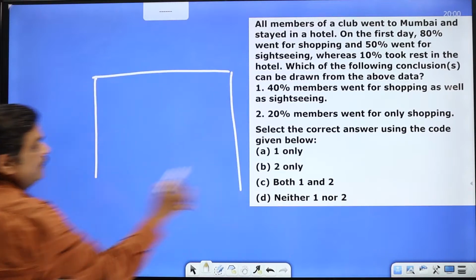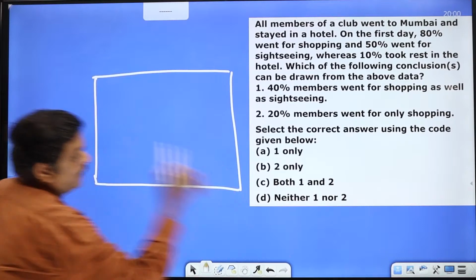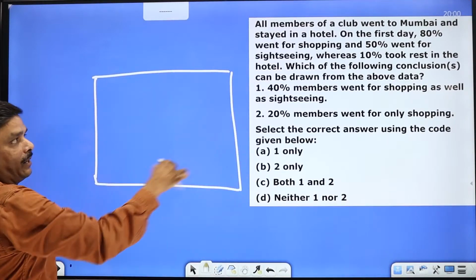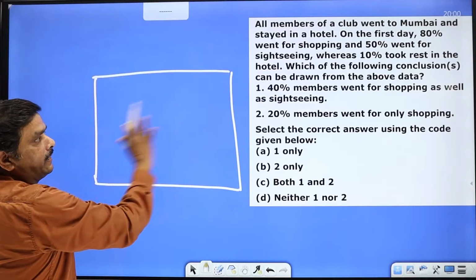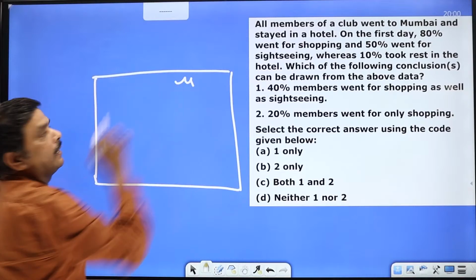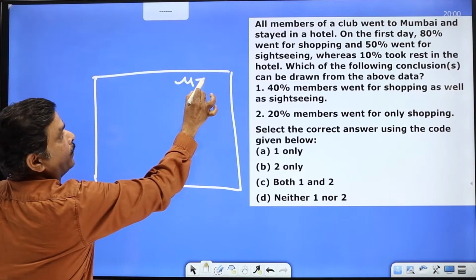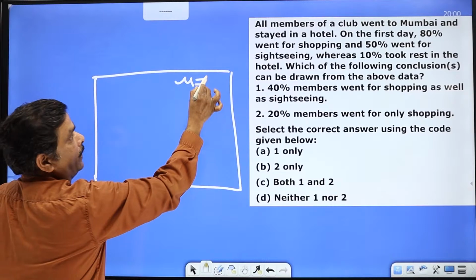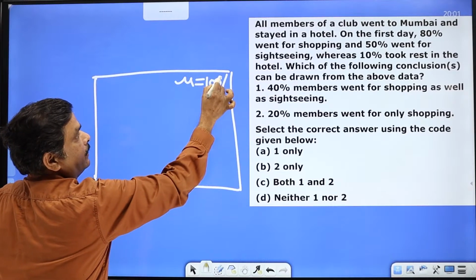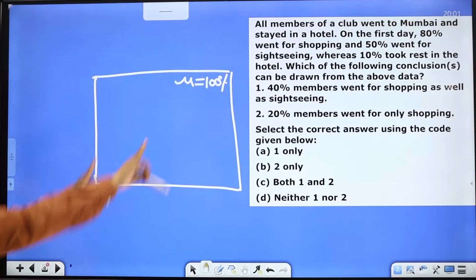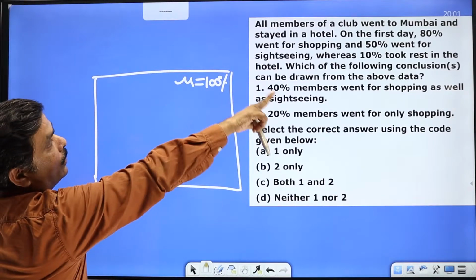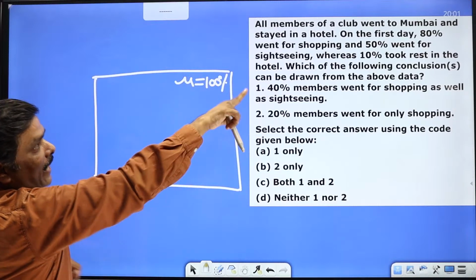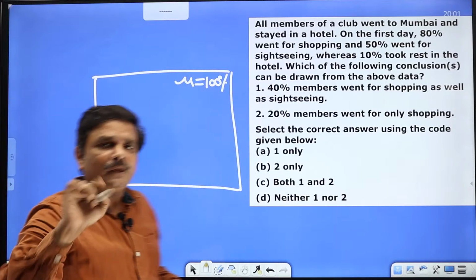With the help of the Venn diagram. But to go for a Venn diagram, you should have a complete idea. First, before taking the elements, you have to take mu. What do you mean by mu? Total population. When they have given in percentages, the total population always becomes 100%. This is 100%. Next, what are the two things they have given? Two categories: 80% went for shopping and 50% went for sightseeing.